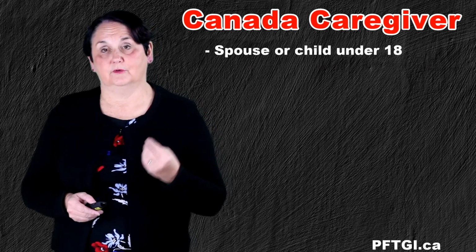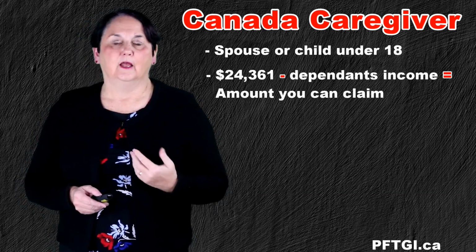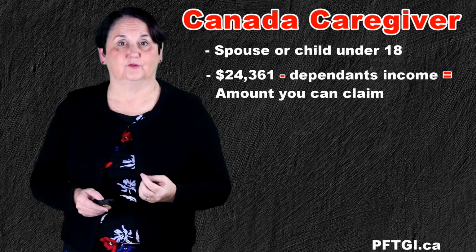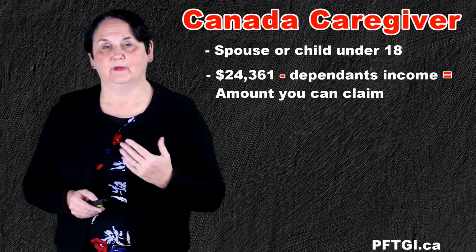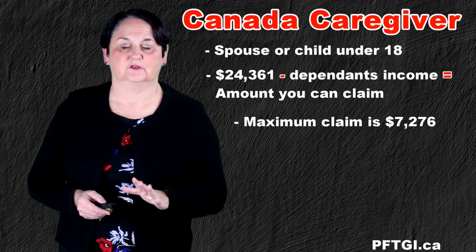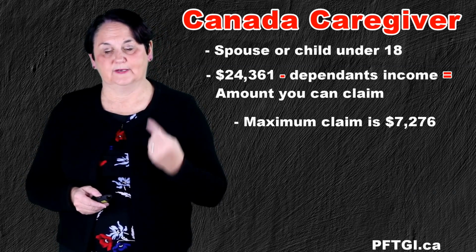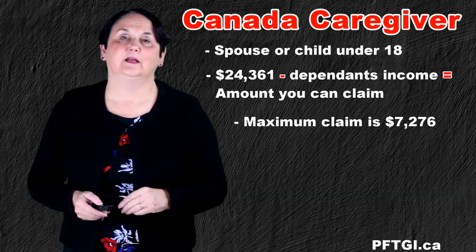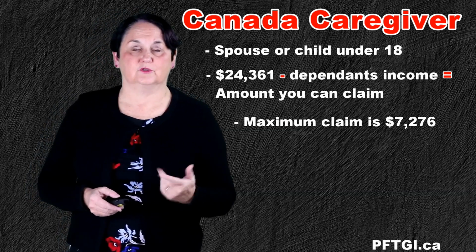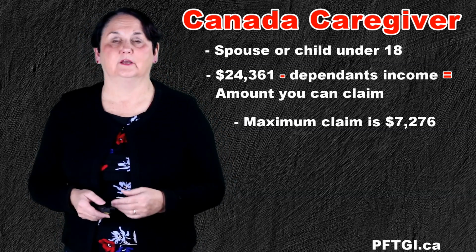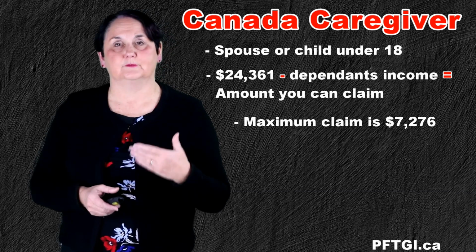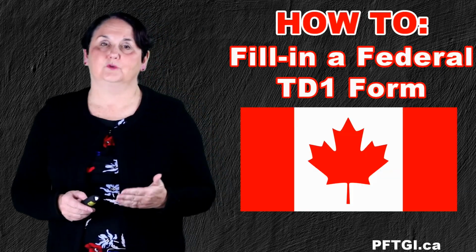The Canada Caregiver worksheet is for the spouse or child under 18. And you take the base amount of the $24,361 and you subtract the dependent's income. The maximum claim is $7,276. So that, again, the base amount, $24,361, less the income being earned by either your spouse or by the child that's under 18. For the child over 18, it's the same thing. You take the base amount of the $24,361, subtract the dependent's income. Okay, so that's the worksheet.